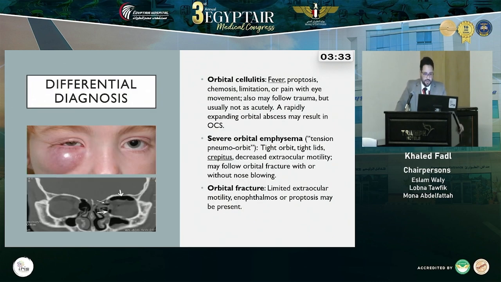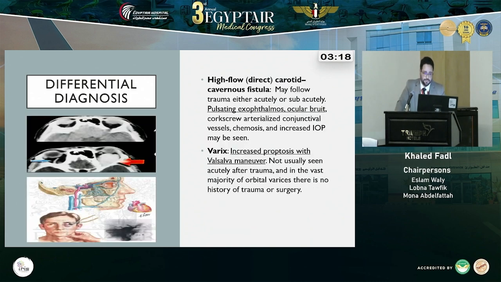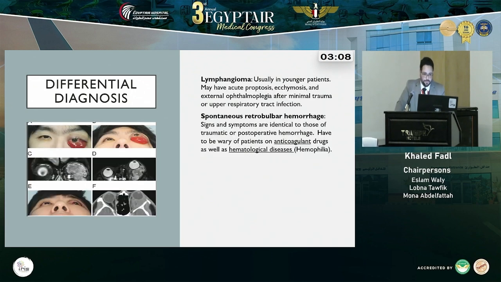We have multiple differential diagnoses. We have orbital cellulitis, which is differentiated by fever; severe orbital emphysema, where we can hear the crepitus; orbital fracture, which would have limited extraocular motility; and high flow direct carotid cavernous fistula. We can find pulsating exophthalmos with ocular bruit, and varix, which is characterized by increased proptosis with Valsalva maneuver.